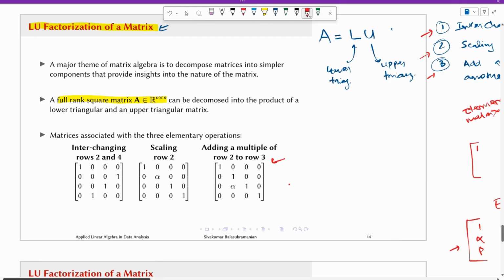These are the three matrices corresponding to the three steps that we do in Gaussian elimination. I'm giving a 4x4 example here. Row 1 remains the same, row 3 remains the same. You're exchanging row 2 by row 4 and row 4 by row 2. Here, all the rows remain the same, except you're scaling the second row by alpha. And here, rows 1, 2, 3 and 4 remain the same. Here, you're adding alpha times row 2 to row 3.